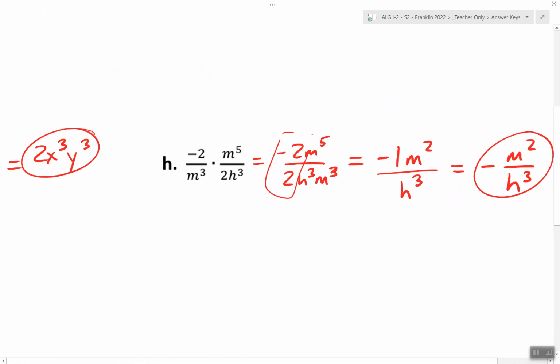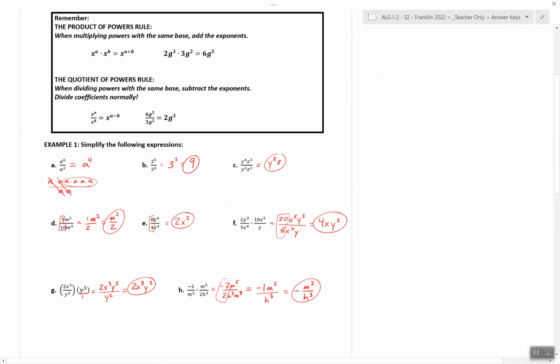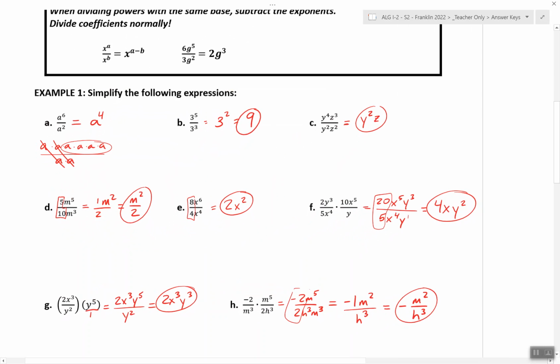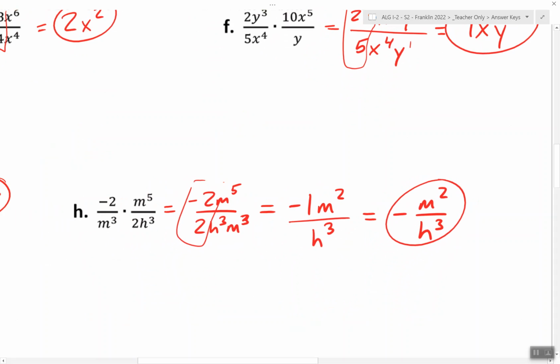So there you have it. Hopefully not too bad. When multiplying, remember to multiply coefficients and add exponents. And when dividing, divide the coefficients, subtract the exponents, and pay attention to where something will end up. For example, here, those h's ended up in the denominator.